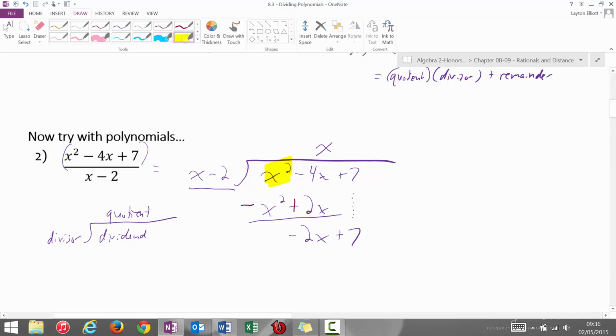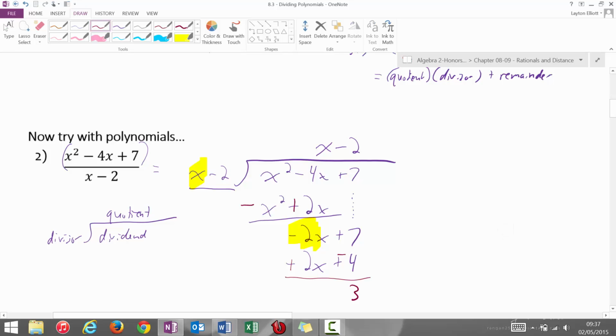What do I have to multiply this x by to get to that negative 2x? And that would be a negative 2. Negative 2 times x is negative 2x. Negative 2 times negative 2 is positive 4. And we're going to repeat the same thing again, where I subtract by changing the signs, plus, minus, and add. And I get a remainder of 3.